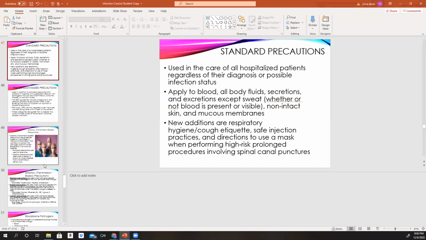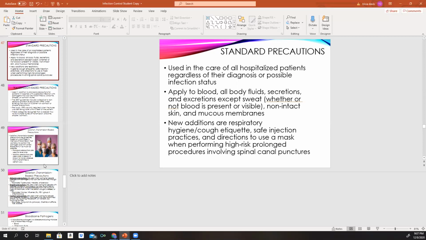We have new additions, which are respiratory hygiene and cough etiquette. Any patient, family members, and visitors with undiagnosed transmissible respiratory infections require education to cover their mouth and nose with a tissue when coughing and promptly dispose of the tissue. You might have visitors that come in and cough without covering their mouth and sneeze. So it is your job as a nurse to educate them and teach them about proper hygiene.